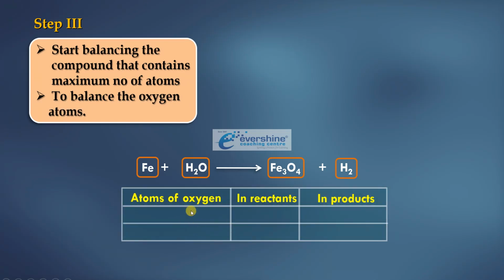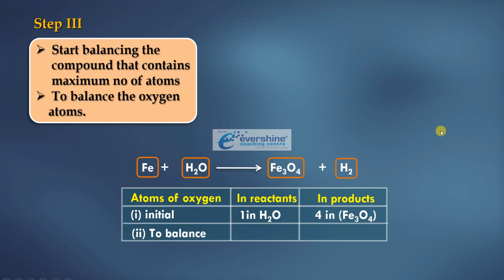Okay, now atoms of oxygen, we have to balance this only, right? Initially how many atoms of oxygen are present? In H2O, we have one oxygen. Can you see this? In Fe3O4, we have 4 oxygens. Can you see this? Here we have 4 oxygens.